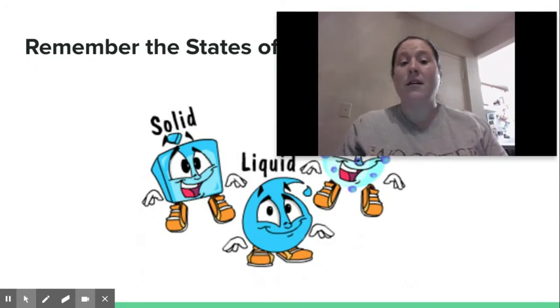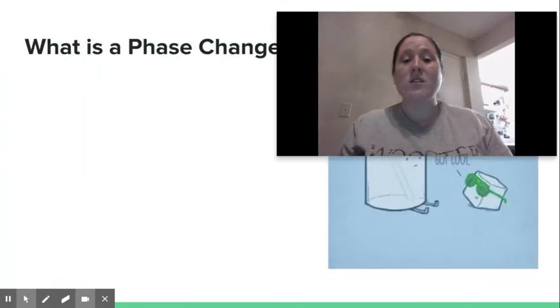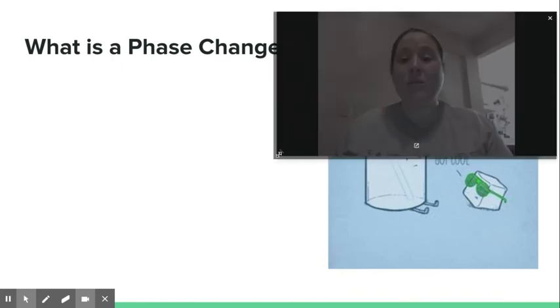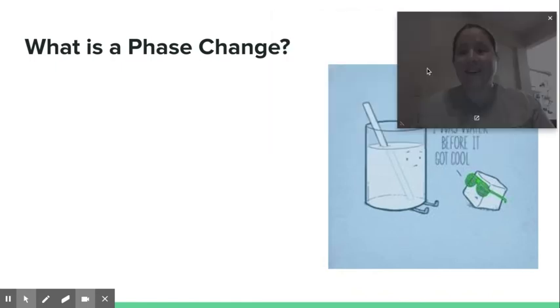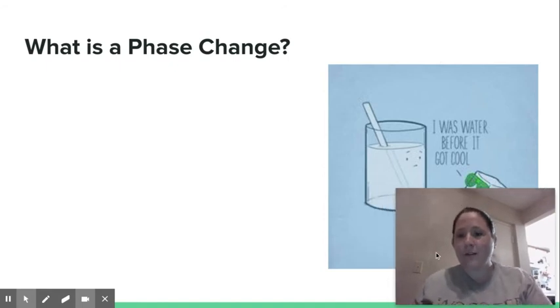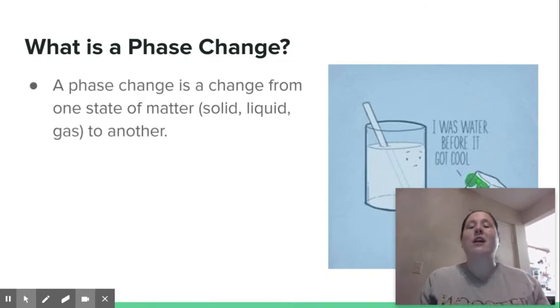So what you want to recall so far is that there are three states of matter. There is the solid phase, the liquid phase, and the gas phase. And so what is a phase change? I'm going to make my face smaller so that you can see this little comic. This comic says, I was water before it was cool, and it's a little ice cube. In any case, a phase change is when a substance changes from one state of matter to another.